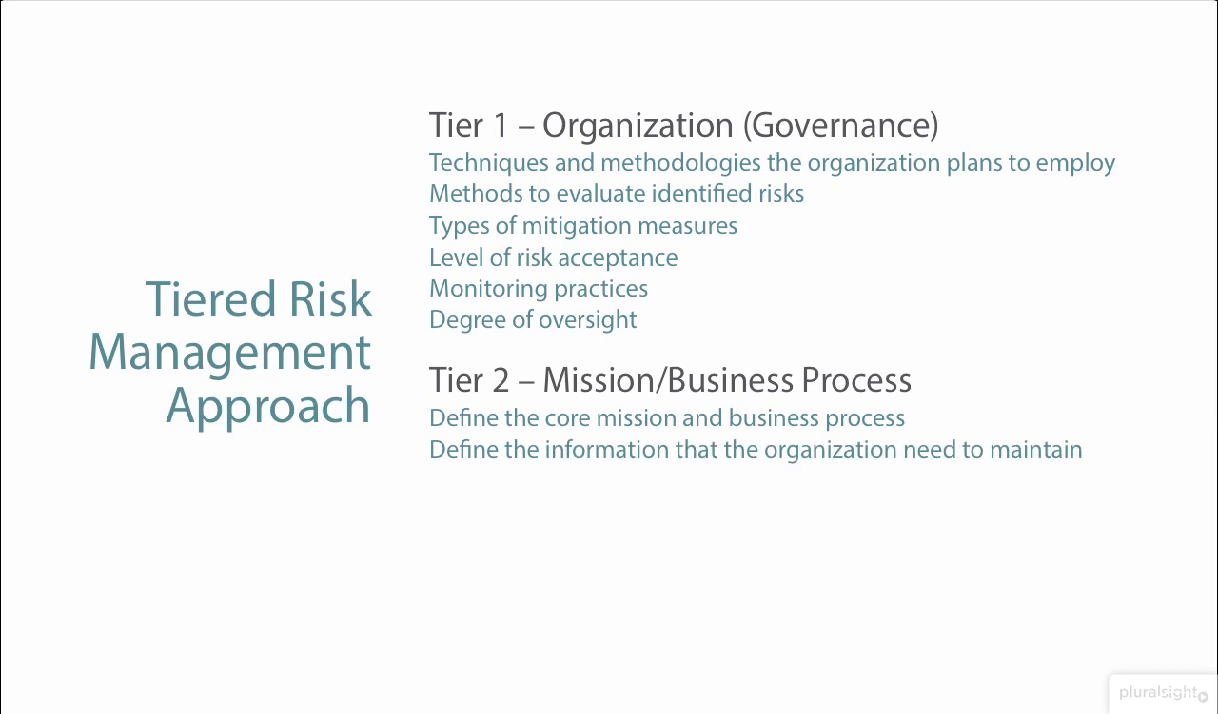And then define the information that the organization needs to maintain. And I'm just going to bring back in the whole concept of the CIA triad. And so we're thinking about the data that the organization needs. What's confidential? What do we need to make sure that we're maintaining integrity on, that we have availability for?